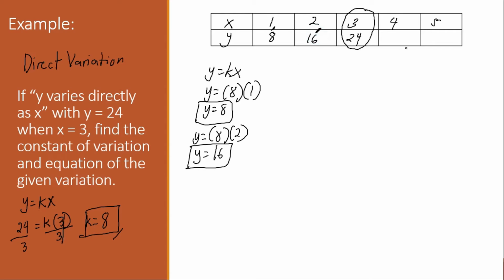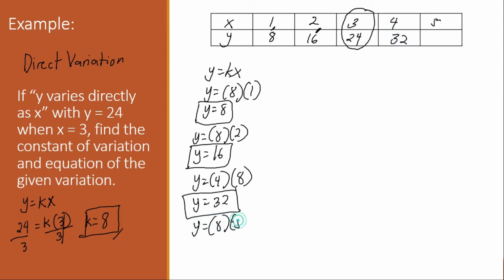At dito naman tayo, y equals 4 times 8, or baliktarin nyo na lang. So, y is equal to 32. And lastly, we have 5. Y is equal to 8 times 5. So, our y will become 40. So, kompleto na yung ating table of values.